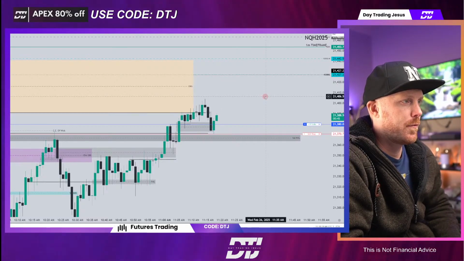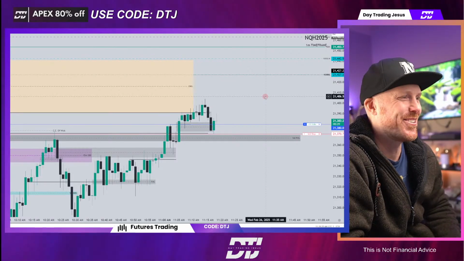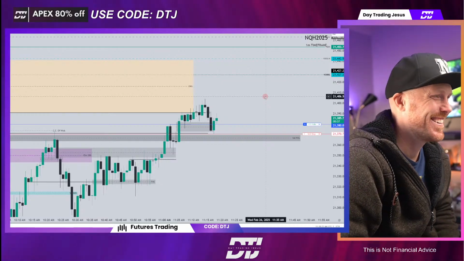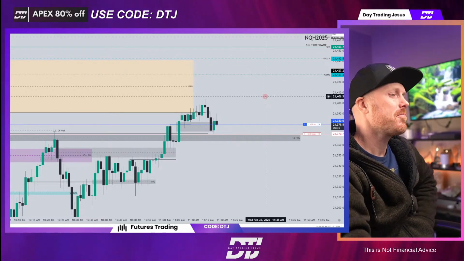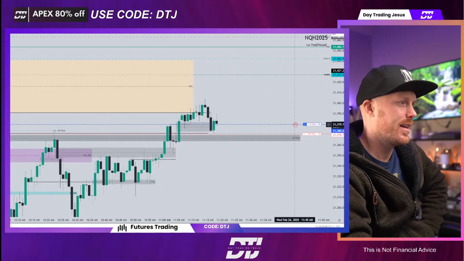This is probably the first trade I feel somewhat confident about. And it could still go against me. Isn't that the truth?